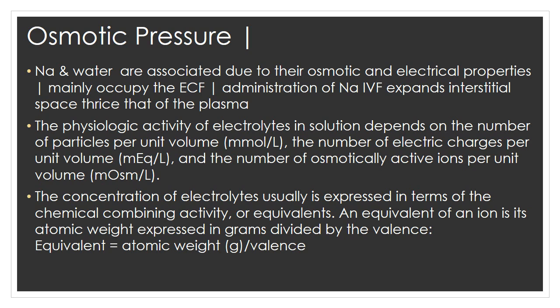To get a better understanding, the concentration of electrolytes is usually expressed in terms of the chemical combining activity, which is also called equivalent. For example, sodium has a valency of 1. It has only one, it's Na plus, isn't it? It has only one anion to which it can unite. Whereas magnesium is 2 plus, so it can unite with 2. So this makes you understand that for 1 millimole of sodium, you will have 1 milliequivalent. Whereas if it's magnesium, it's 1:2 because its uniting power is 2.